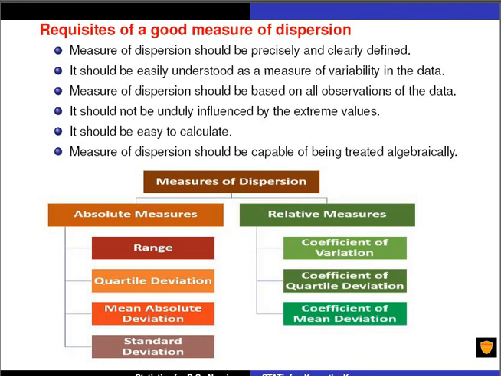Now come to this. Measures of dispersion can be divided into two parts, absolute measures and relative measures. So what are the absolute measures? Absolute measures are the range, quartile deviation, mean deviation, and standard deviation. And relative measures are what? Coefficient of variation, coefficient of quartile deviation, coefficient of mean deviation.